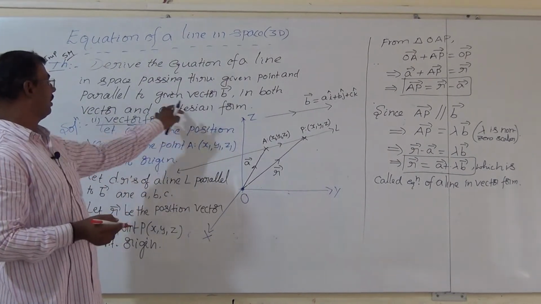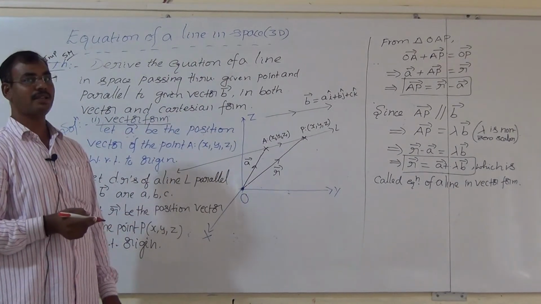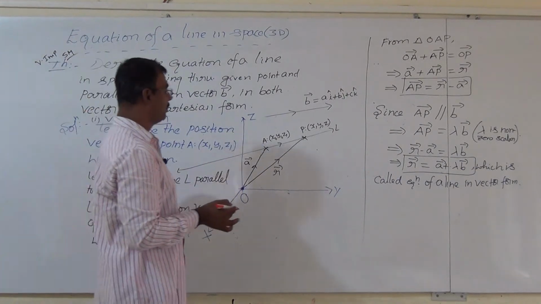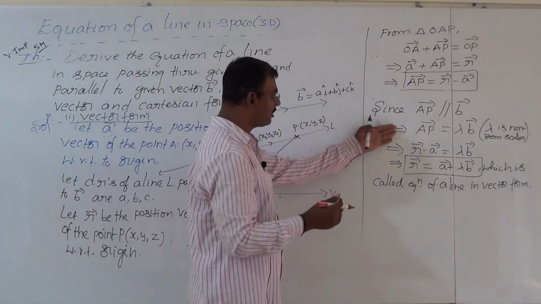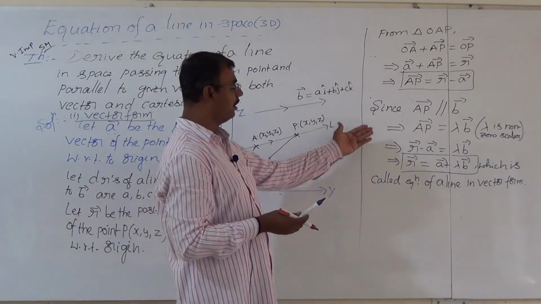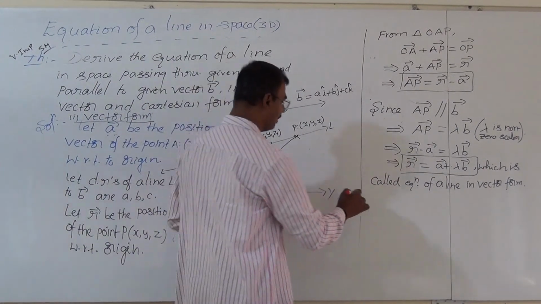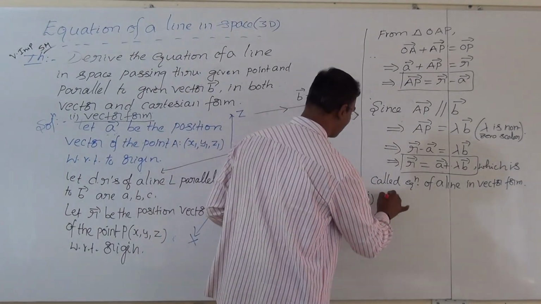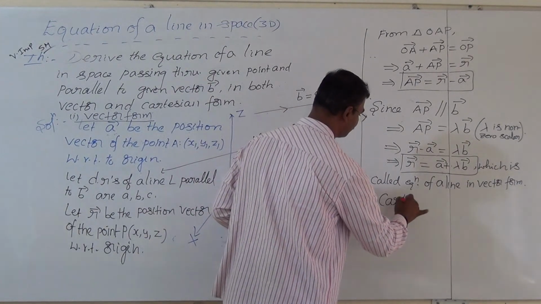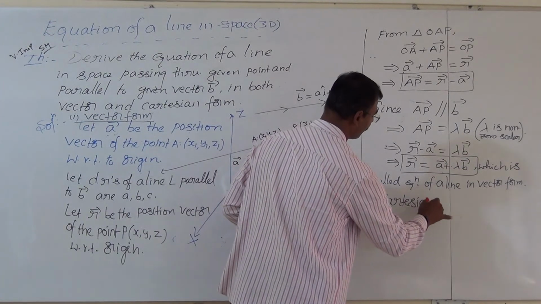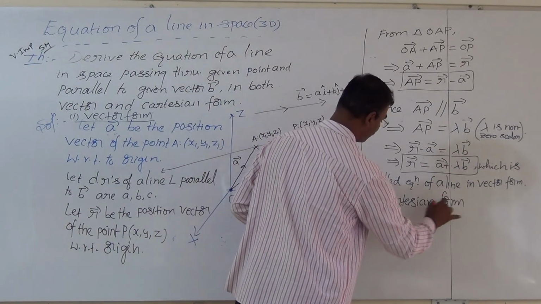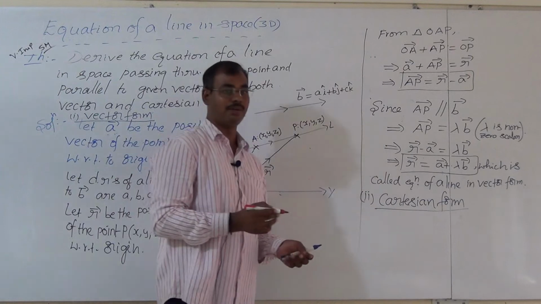Then next, what we have to prove? That Cartesian form. How to show that Cartesian form? From this only, if you know the vector form, we can easily derive the Cartesian form. The second one is Cartesian form. So how to derive the Cartesian form?